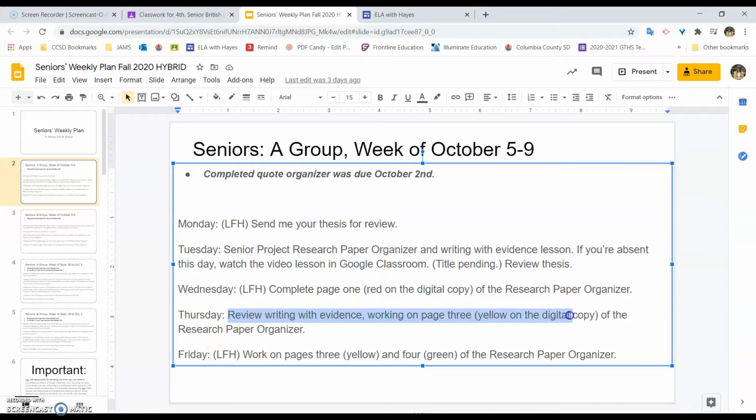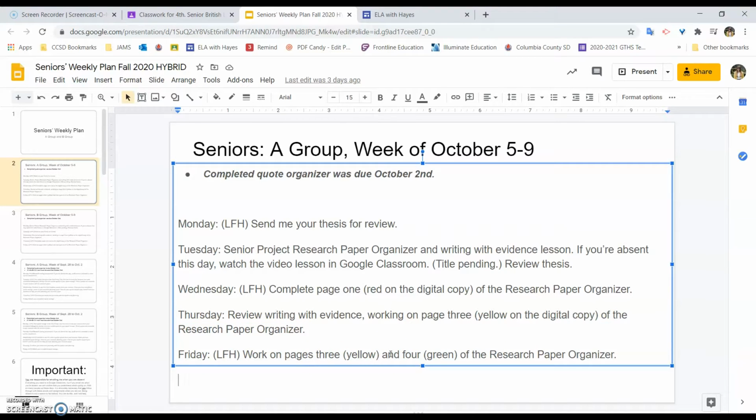And then you're going to be working on page 3, and then on pages 3 and 4. Now, page red is just that introductory paragraph, and if you don't totally finish the introductory paragraph on Wednesday, it's not the end of the world. But I do really want you hitting these pages 3 and 4 real hard, because these are your body paragraphs. Now, you notice how there's a number and a color.